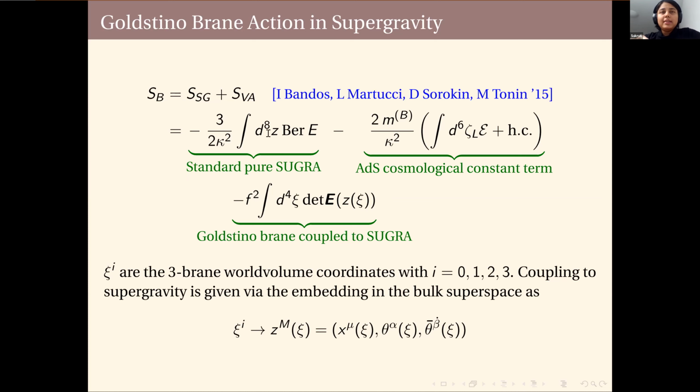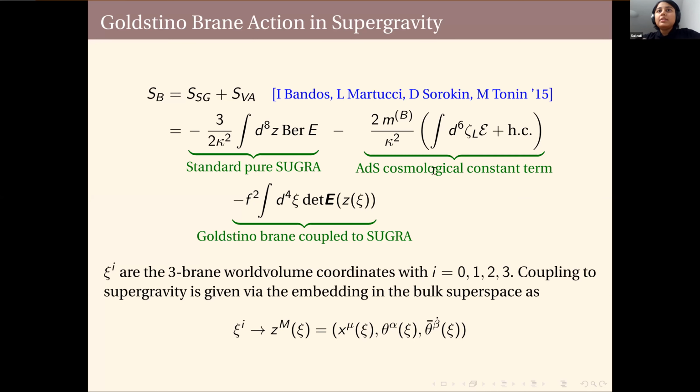This coordinate Z is actually a super coordinate, and this takes 8 dimensions, because there are 4 space-time dimensions, 2 chiral coordinates, and 2 anti-chiral coordinates. So in total, there are 8 different types of coordinates. And this capital E here is the invariant 1 form, the form that is invariant under all the supersymmetric transformations within this superspace. And its superdeterminant is known as the Berezinian. So this is a standard pure supergravity action.